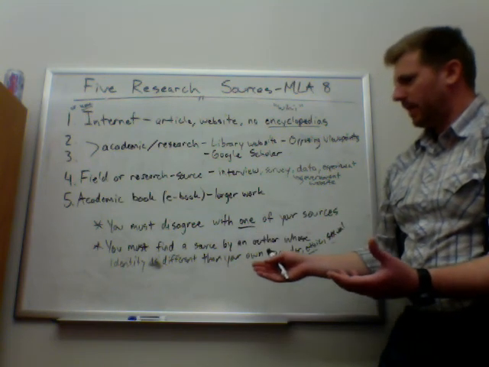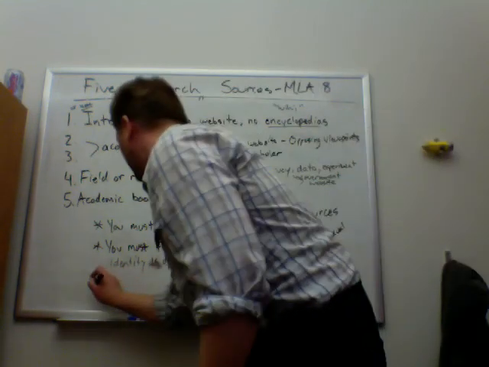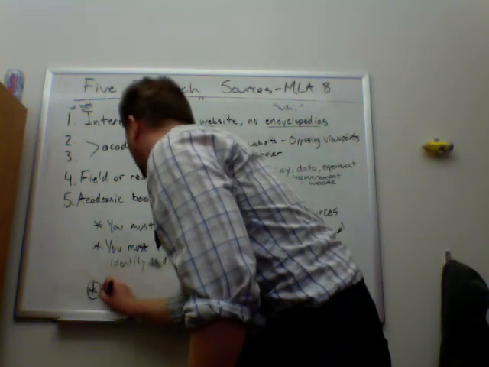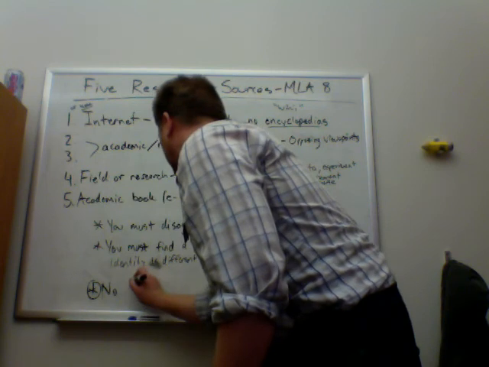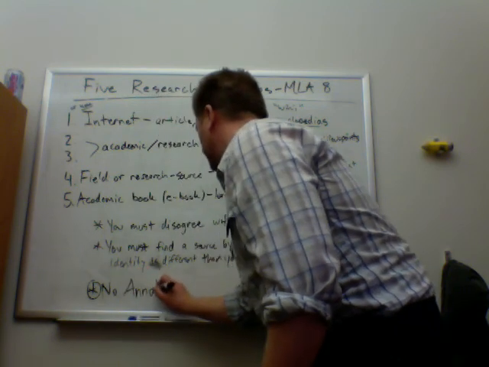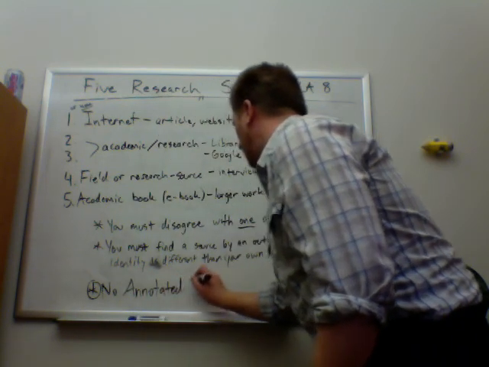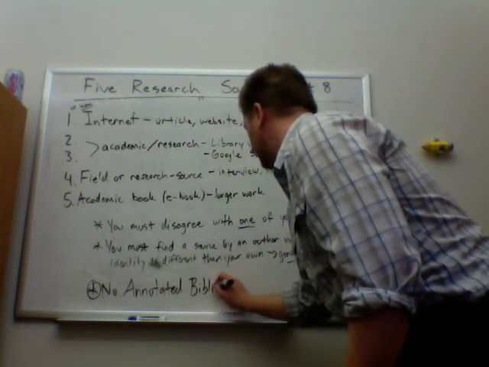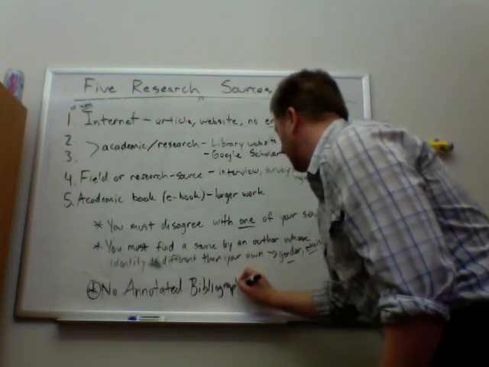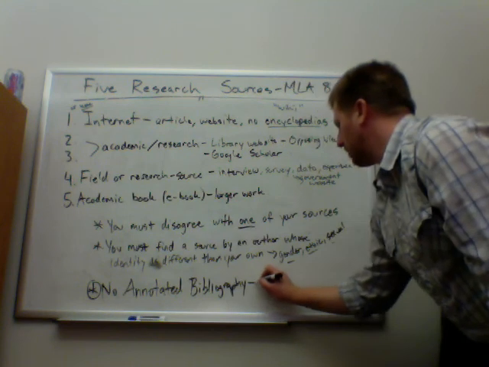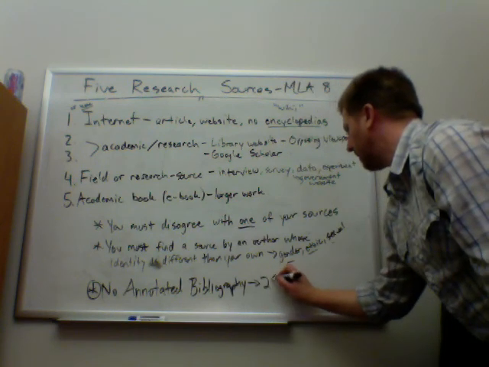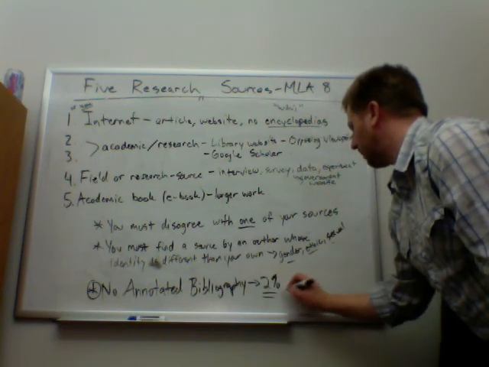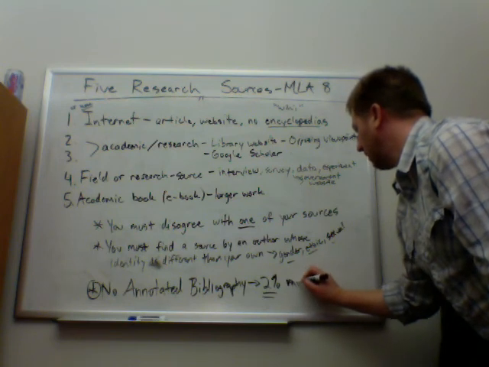And as a final note, I am cutting the annotated bibliography. That means that you're only going to have a works cited page. This is normally 10% of your grade. So instead, every other aspect of your grade is worth 2% more.